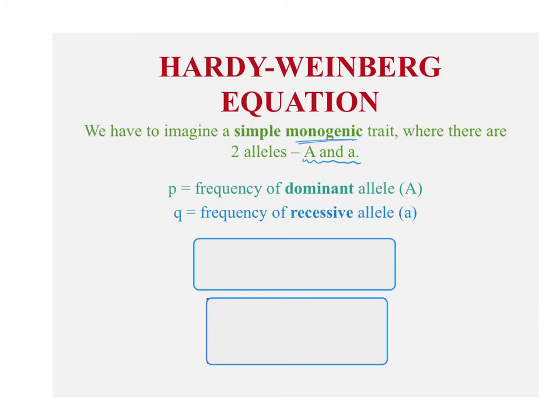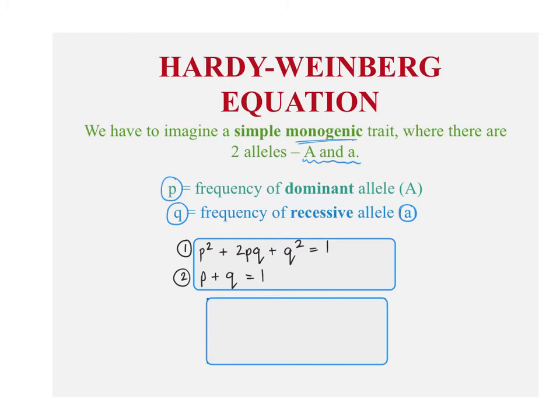Okay, so my big A, my dominant allele, is now represented in terms of its frequency by the letter P. And likewise, my recessive lowercase a allele, its frequency is now represented by the letter Q. And for the Hardy-Weinberg equation, we have got two separate equations that interlink. The first one is P squared plus 2PQ plus Q squared equals 1. We'll go through what these mean in a second.